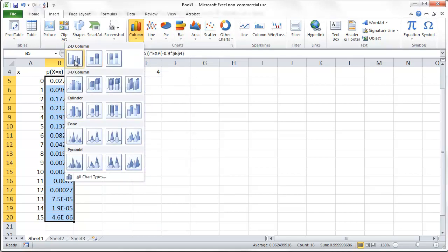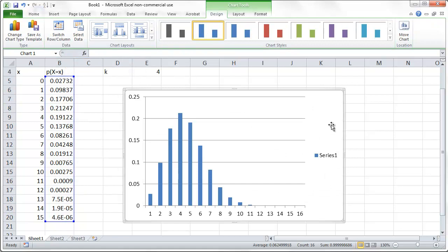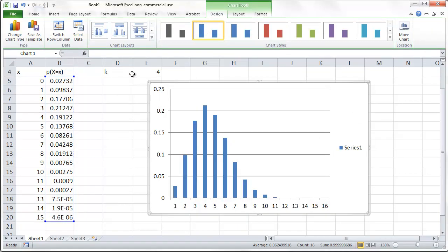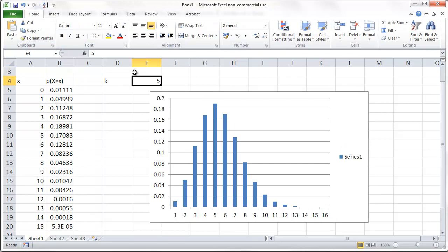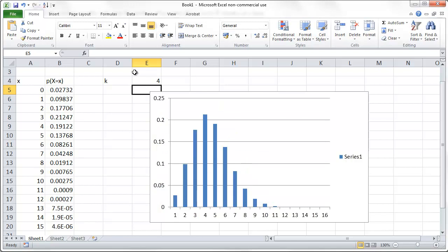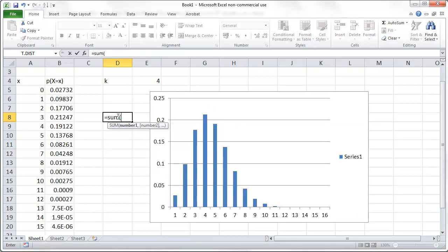Here is our probability distribution. So let's just see how that changes between 4 and 5. Okay, so you can see it moves a little bit to the left. Mass moves to the left. Now to answer our question, we merely needed to sum up the probabilities from 0 to 4.